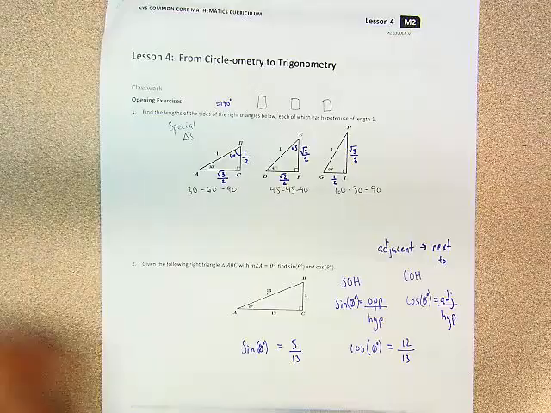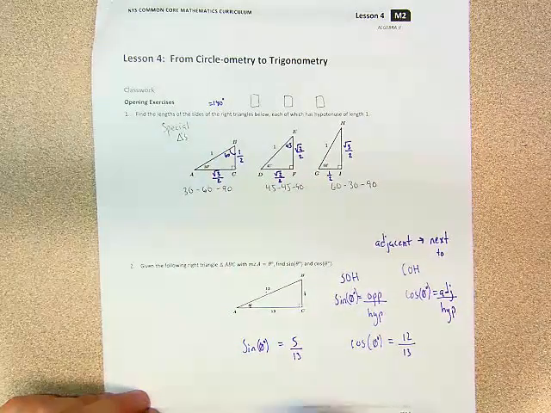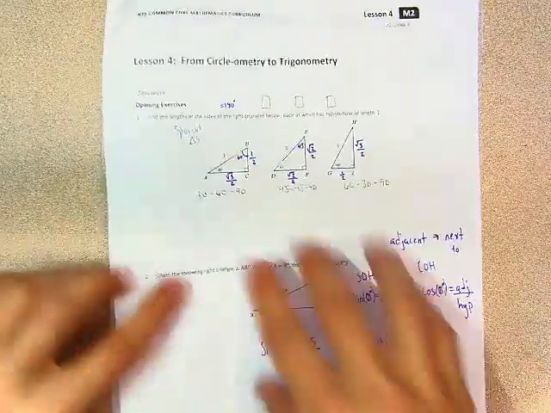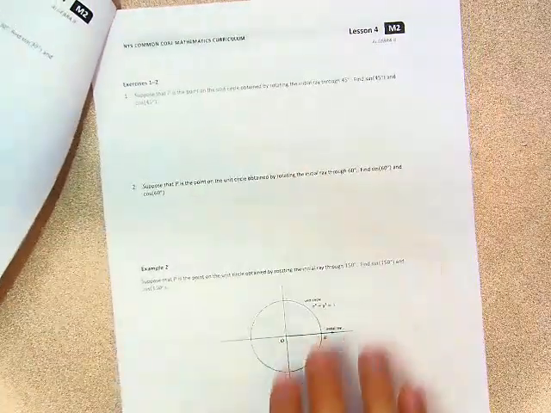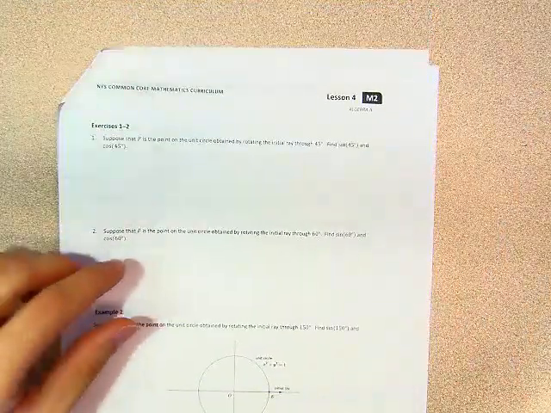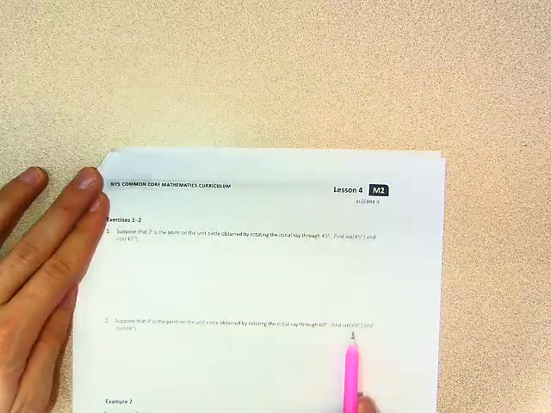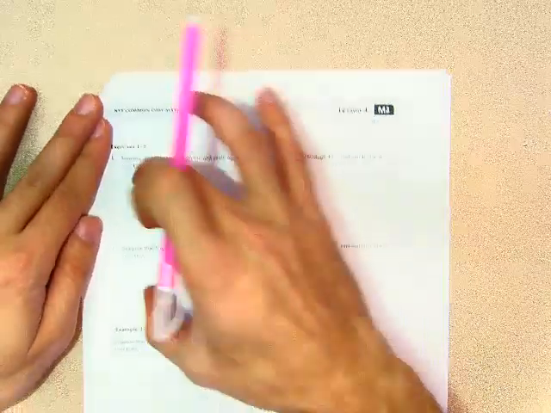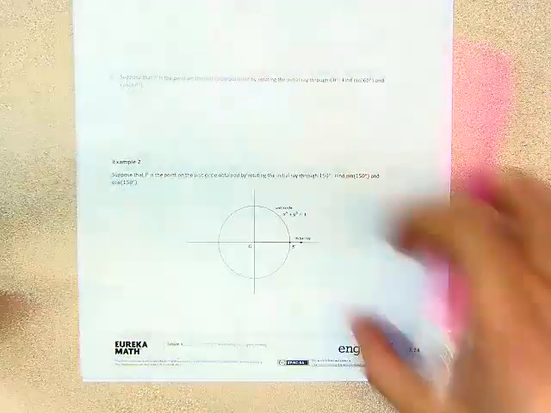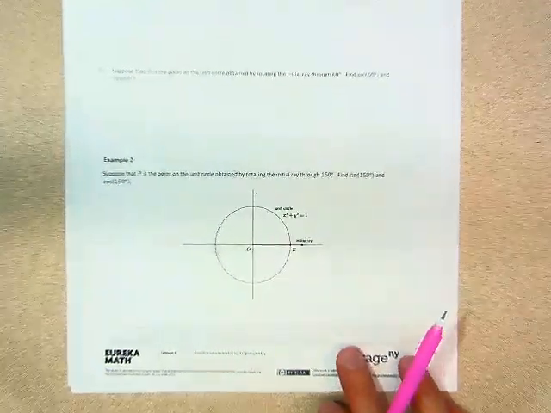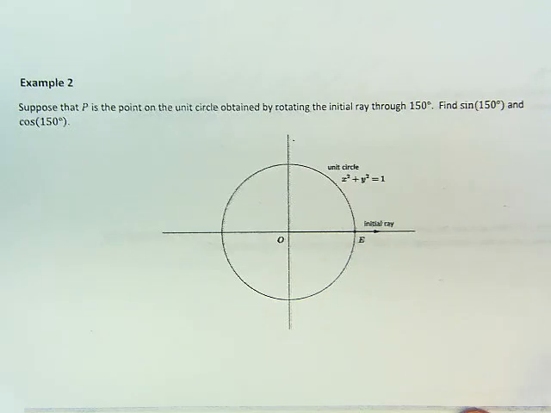All right, welcome. Let's take out our lesson 4 packet, and what I'd like you to do is turn to this page over here. Yesterday we found out how to find sine of 45, cosine of 45, sine of 60, cosine of 60. We did this section here. Now we need to learn something a little bit different. So here, let's take a look at this.